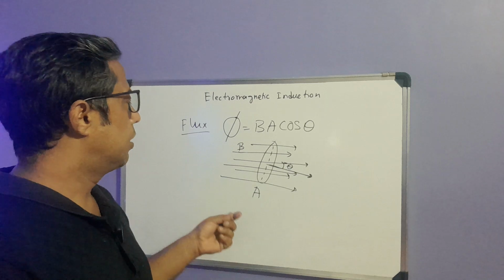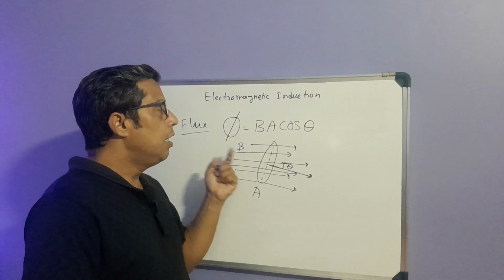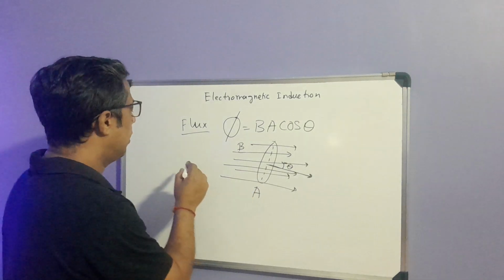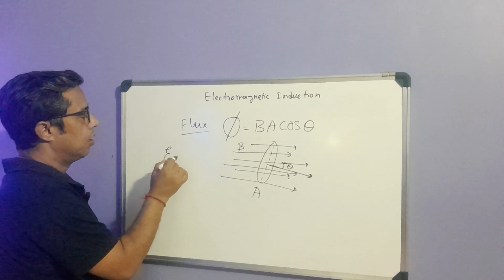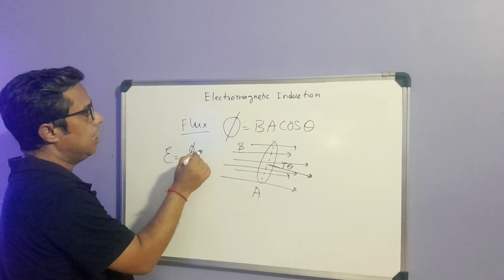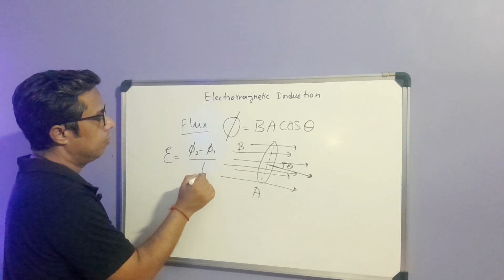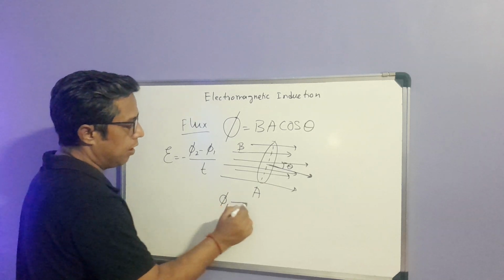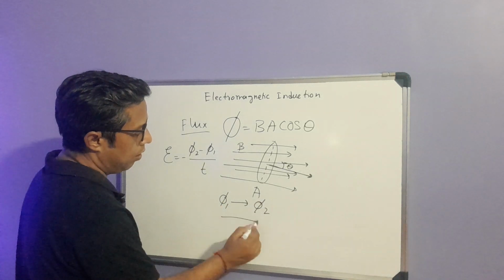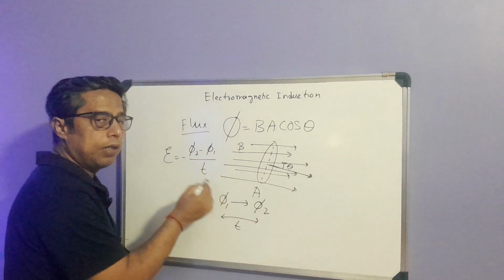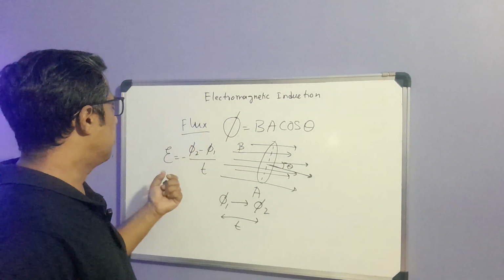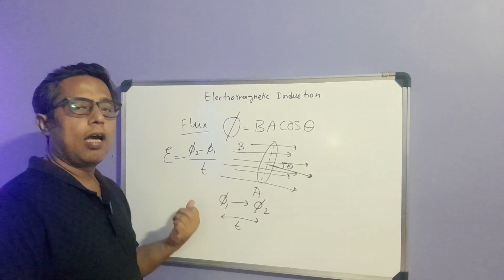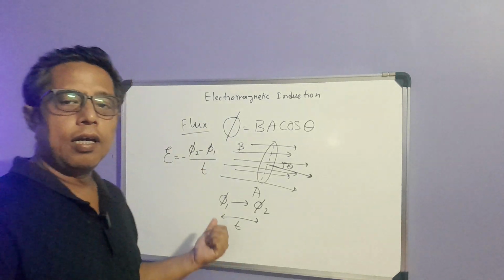The second law of Faraday is that this EMF depends on the rate of change of the flux. So EMF is the change in flux with respect to time. Let the flux be phi 1, and it changes to phi 2 in time interval t. So the rate of change of flux causes the EMF. The greater the change of flux, the greater the induced EMF. This way he quantified the EMF.